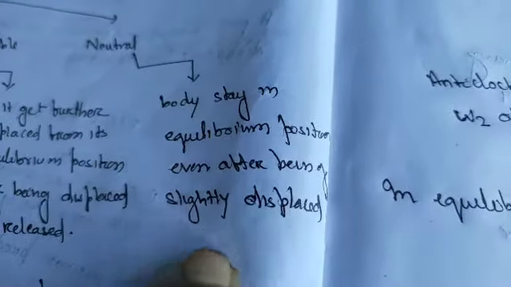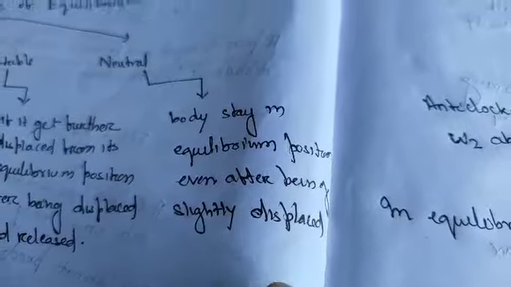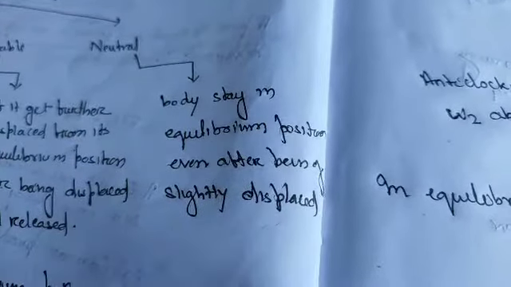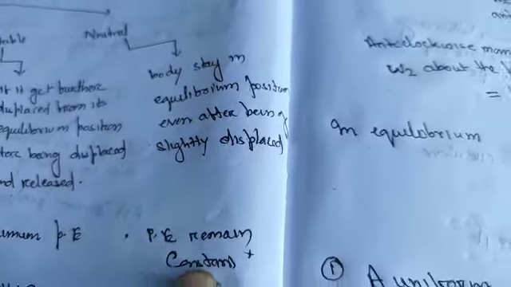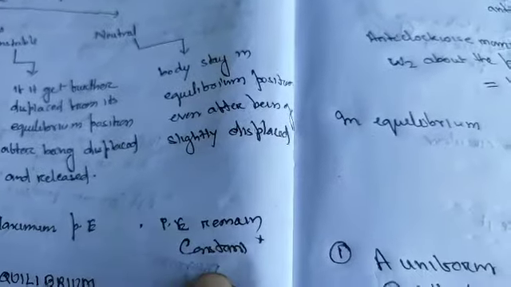Now what is neutral? A body staying in equilibrium even after being slightly displaced. Means you are displacing the body but it is remaining in equilibrium. And here what happened? The potential energy remains constant. I hope you have understood.